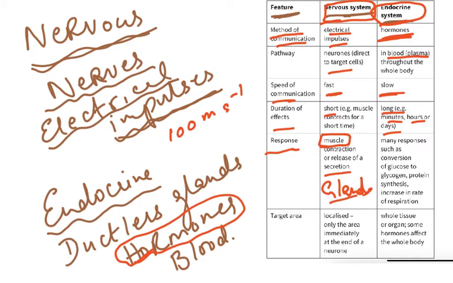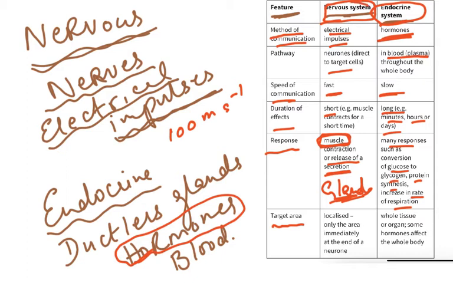So the response is by either muscle contraction or the release of a secretion. Like for instance, you smell something very interesting, like a barbecue taking place nearby, and you salivate, or your salivary glands start to produce saliva. So glands. Now in the nervous system, muscles are contracting or the glands will release the secretion. In the endocrine system, there are many responses, such as glucose being converted to glycogen, or protein synthesis occurring, or more pepsin being made in your stomach, or an increase in the rate of respiration when you are exercising on the treadmill.